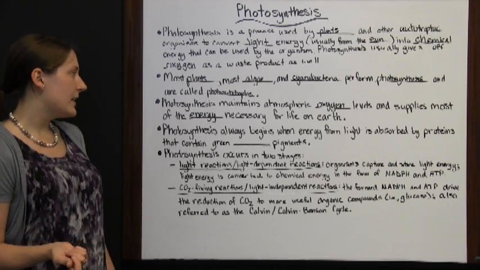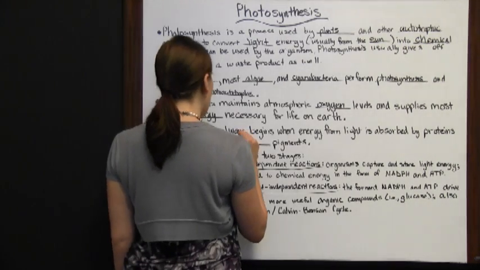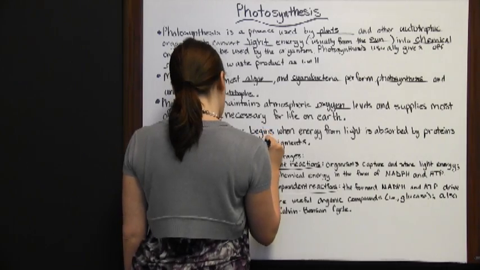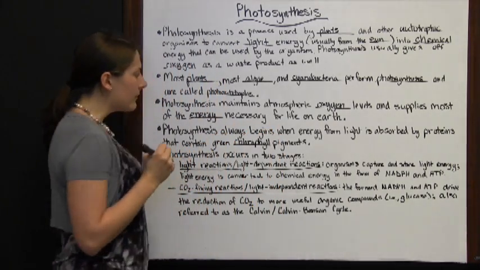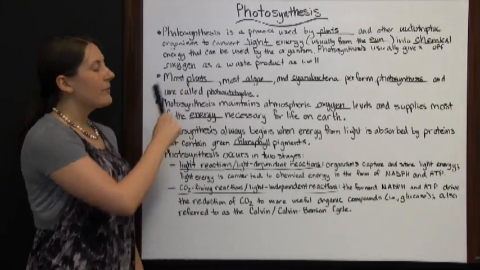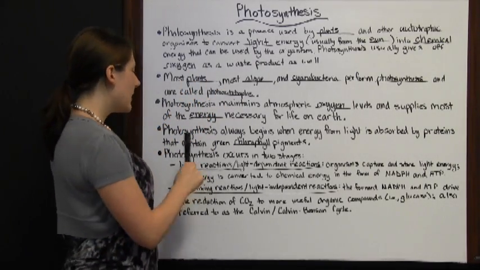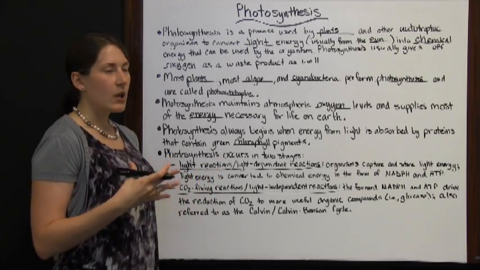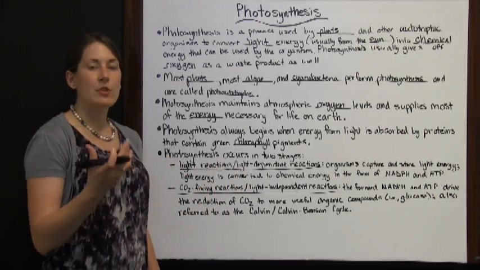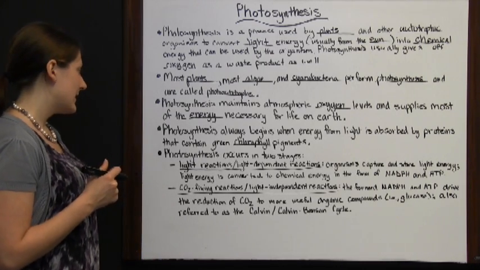Photosynthesis always begins when energy from light is absorbed by proteins that contain green chlorophyll pigments. So the autotrophs that perform photosynthesis don't always look green, but somewhere in their body, they're going to have these chlorophyll pigments that are able to take in and absorb light to start the process of photosynthesis.